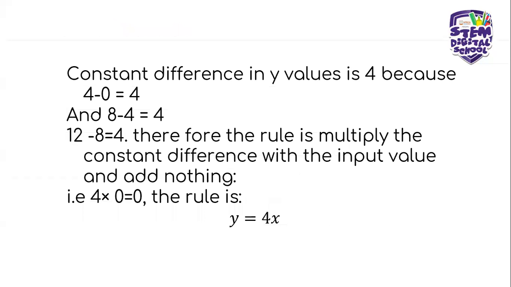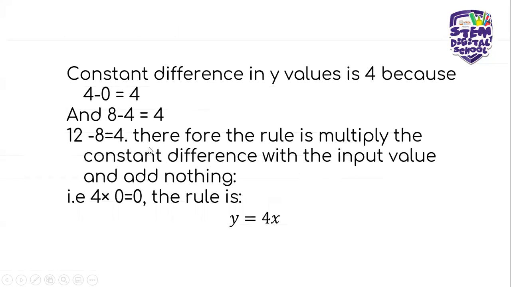So in this case, once we have found the constant difference, and I hope that I'm not fast, once you have found the constant difference to be 4, therefore, the rule is you have to now multiply the constant difference with the input value, and you add nothing. So you don't add anything.